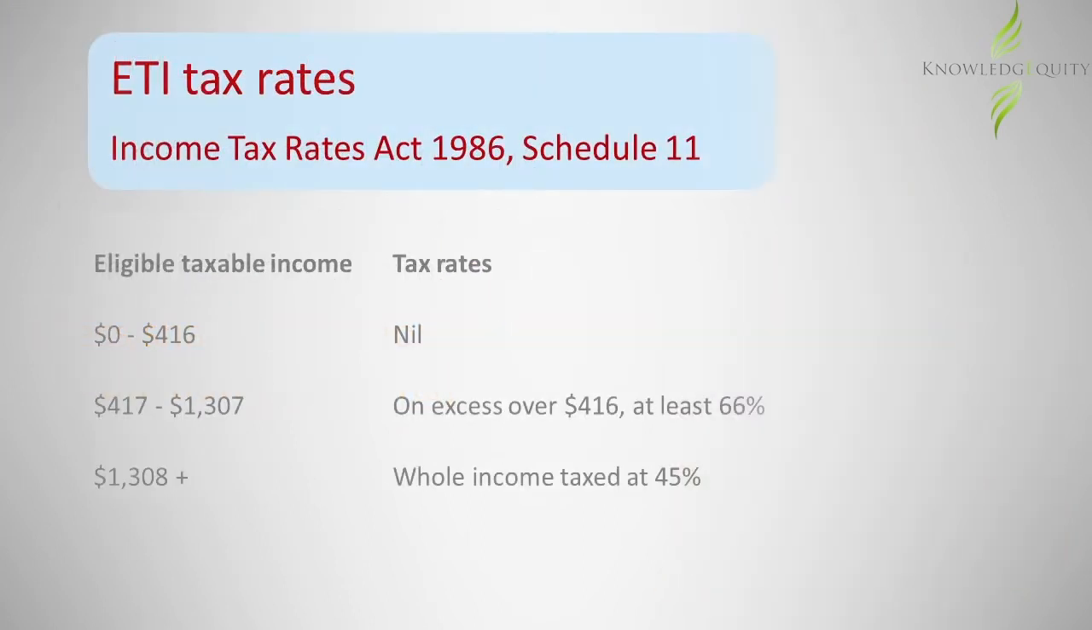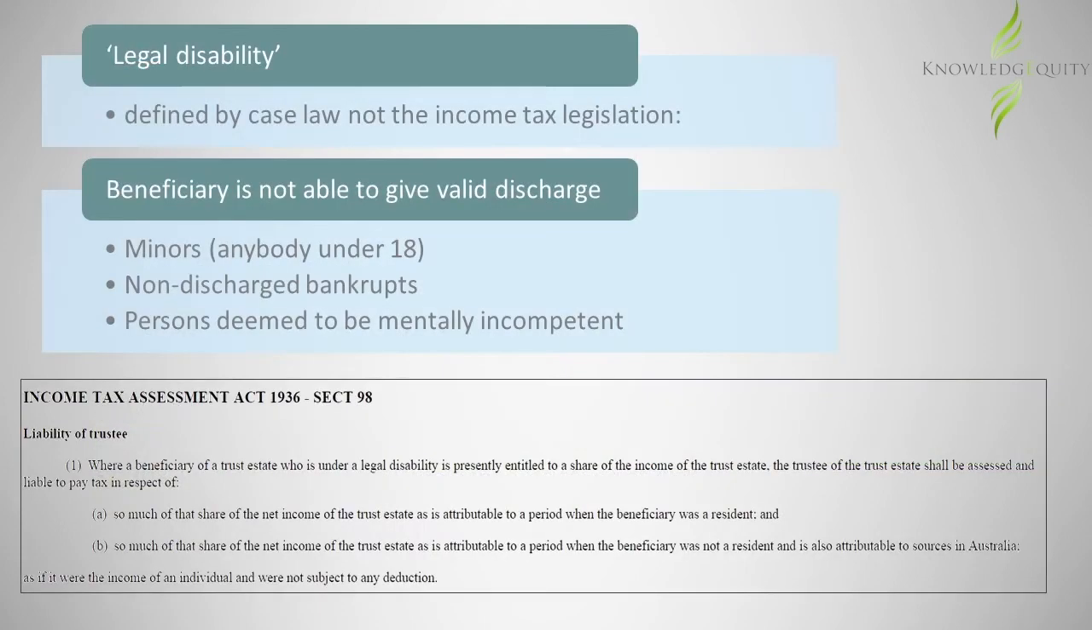The rates of tax applicable to ETI are found in Schedule 11 of the Income Tax Rates Act 1986. The tax rate applicable will depend on the level of ETI received by the minor. So based on Sarah's ETI, the amount of tax payable is calculated using the top marginal tax rate. This amount is payable by the trustee on Sarah's behalf as she is under a legal disability as per Section 98 of the ITAA 36.